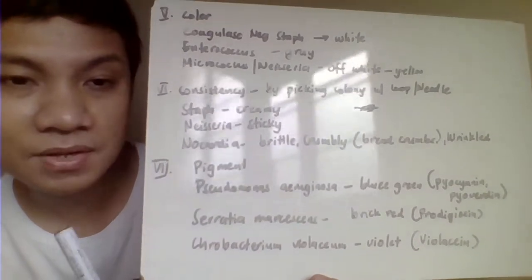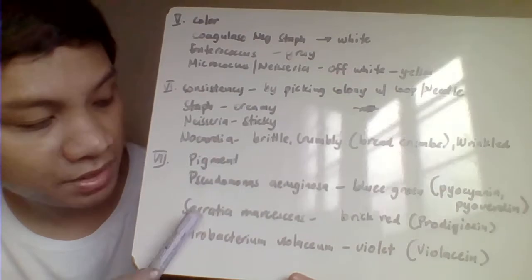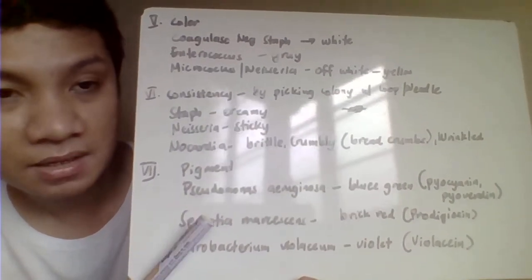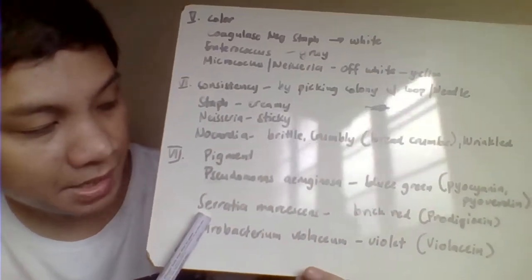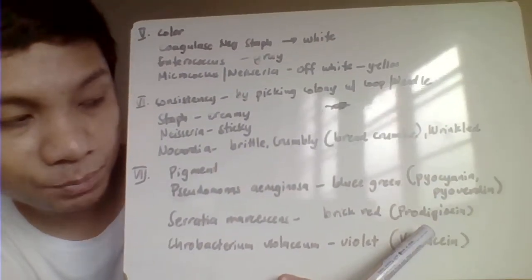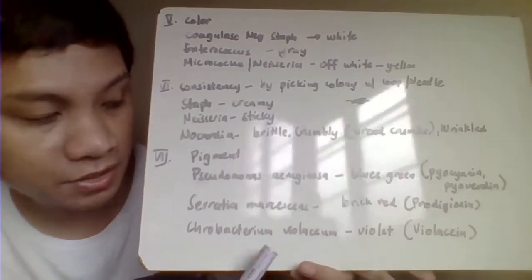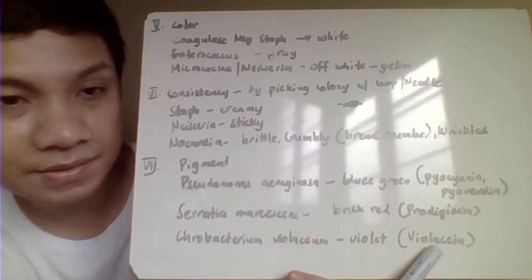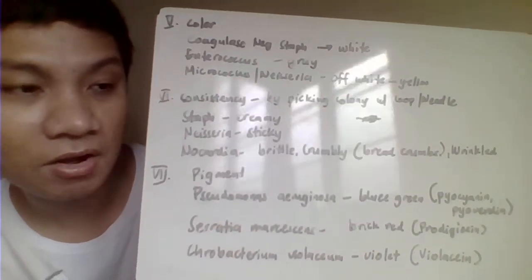Okay, for the pigment, some of your bacteria produce a characteristic pigment. The first one, we have here Pseudomonas aeruginosa, which produces a blue-green pigment. So that's your pyocyanin, pyoverdine. Serratia marcescens produces a brick red pigment. That's your prodigiosin. And we have your Chromobacterium violaceum. So it would have a violet color of pigment through your violacein. Okay, violaceum. Violacein, violet color pigment.